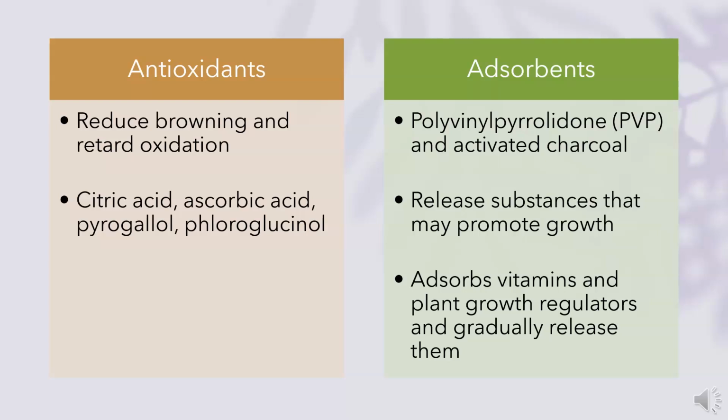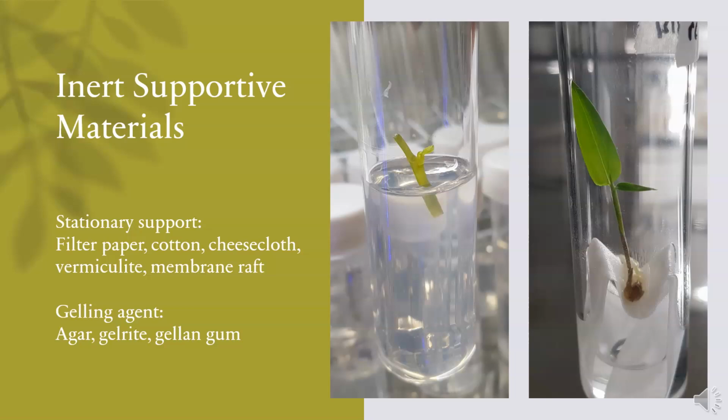It also adsorbs vitamins and plant growth regulators from the medium and may gradually release them to the explant. Many tissue culture experiments are conducted using various types of stationary supports, such as filter paper, cotton, cheesecloth, vermiculite, and special membrane rafts, with a liquid medium. However, gelling agents are the most commonly used supportive materials. The type of gelling agent used can influence the growth response in the culture.